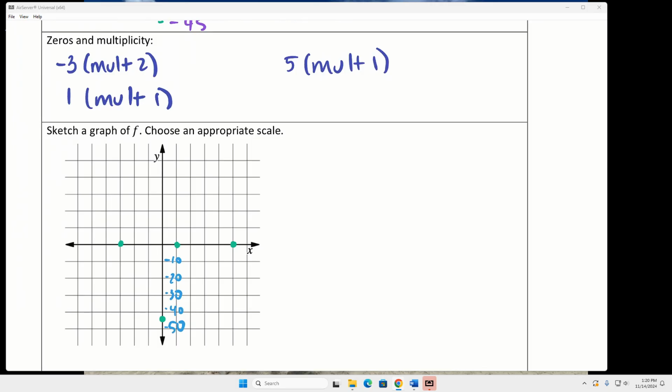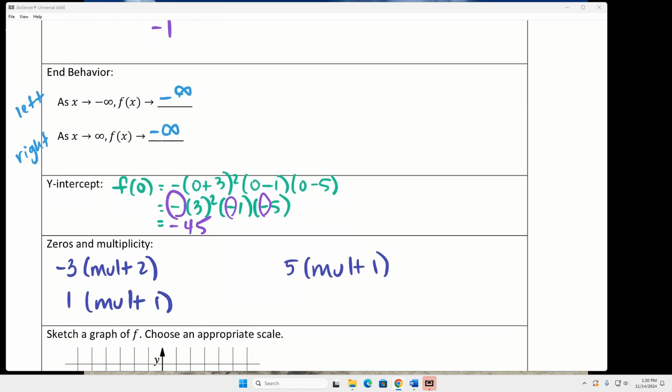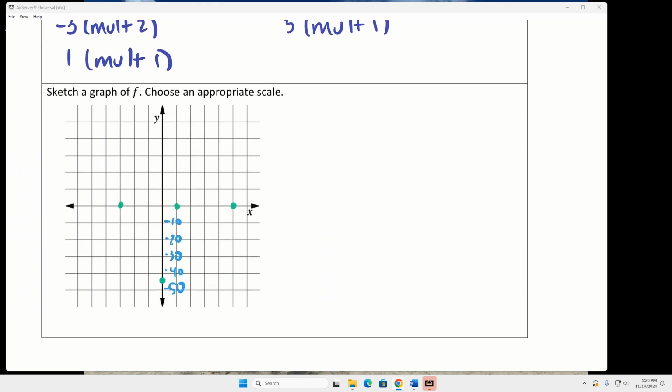All right, and then we're going to use our end behavior. We know that both of these arrows are going towards infinity. On left and right, we have arrows pointing downward. So I'm just going to do that.